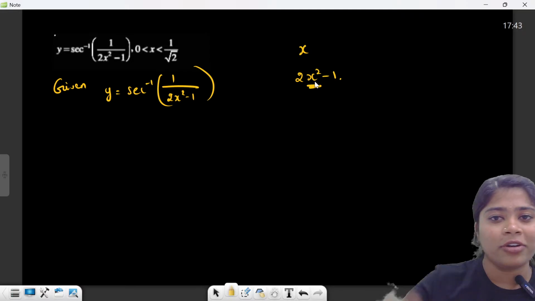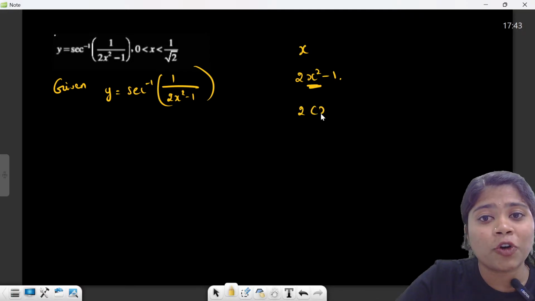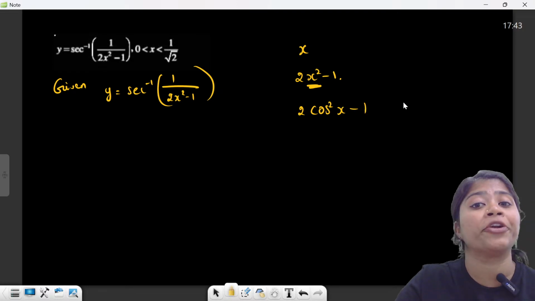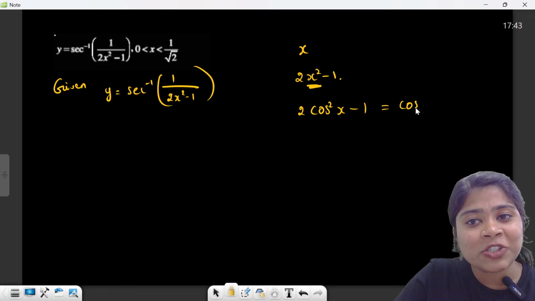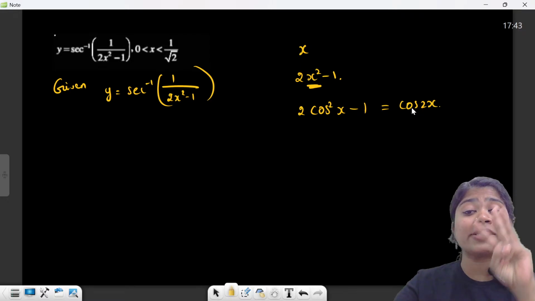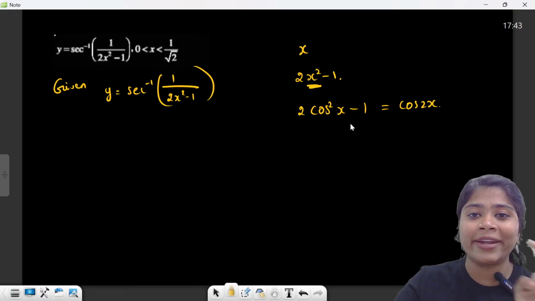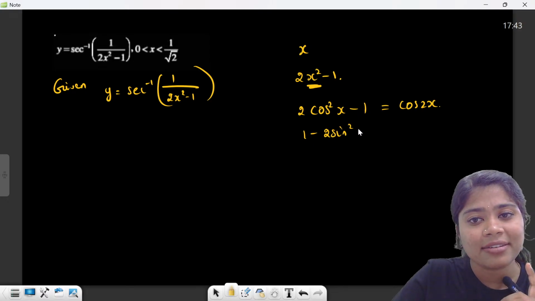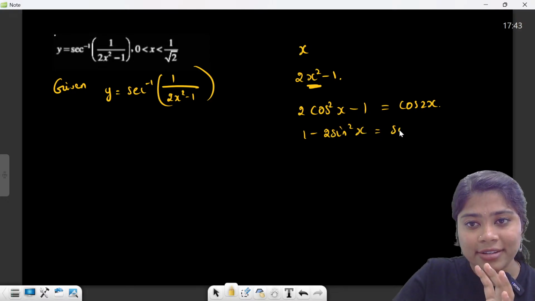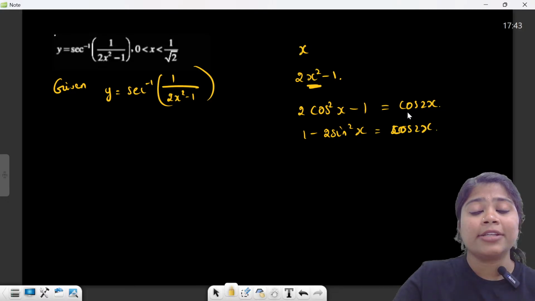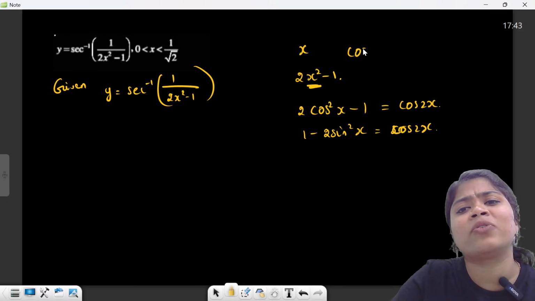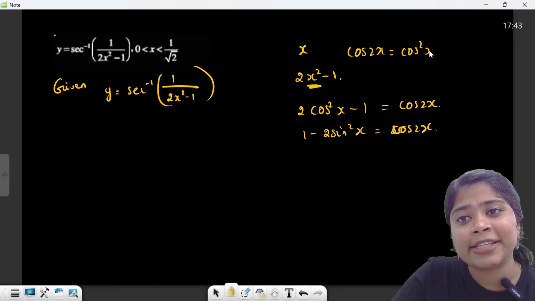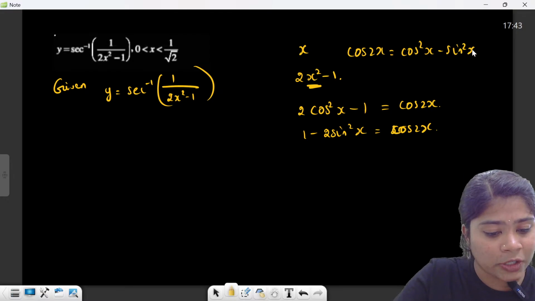Do you remember, 2 cos squared x minus 1 is what? Cos 2x, right? For cos 2x, we have 3 formulas. One in terms of cos, one in terms of sine. This is also cos 2x. That one we know, and from that we derived everything, right? Cos squared x minus sine squared x.